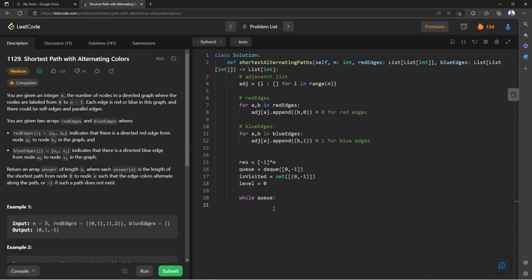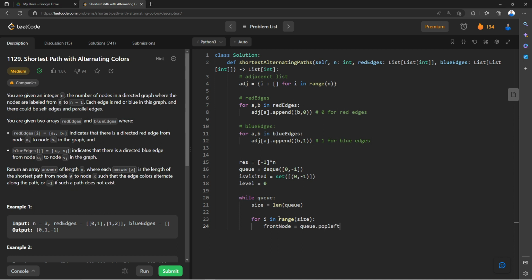Now we are going to find out the size. So size is going to be the length of the queue, because we have to pop all the elements inside of the level. So we are going to say for i in range of size, which means just pop all the elements of that particular level. For that level, first of all, I'm going to pop it. For popping it, I'm going to say front node is going to be q.popleft.